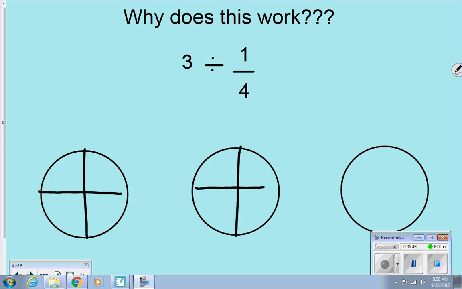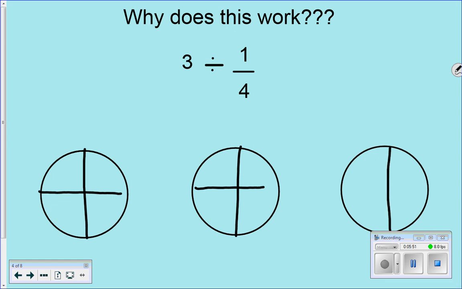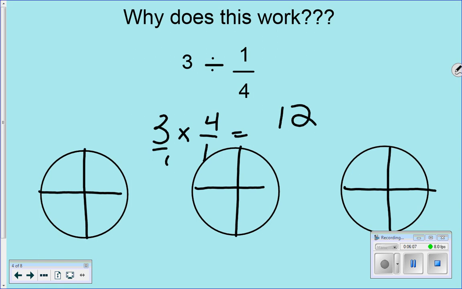Again. Okay, so I'm going to divide into 4s. So here I go again. 4s. How many pieces do I have? How many pieces do I have? Guess what? Would be what? Pretty cool, huh? That's why it works.